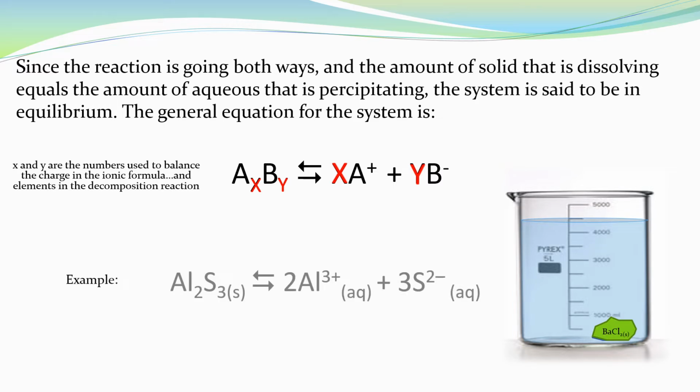Our example is aluminum sulfide. 2 aluminums gives us a +6 charge. 3 sulfides give us a -6 charge. Those numbers that were used to balance out the ionic formula are also found in the decomposition reaction.